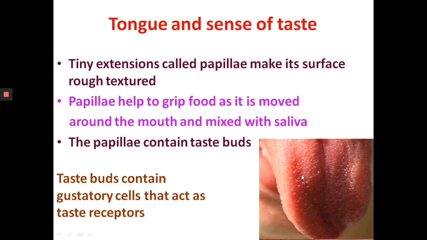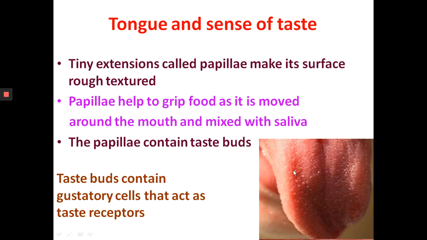Tiny extensions called papillae, these are the small extensions. These papillae give its surface a rough texture. So this has an important role in moving the food inside the mouth and also rolling it into the bolus. It helps to grip food as it is moved around the mouth and mixed with the saliva.